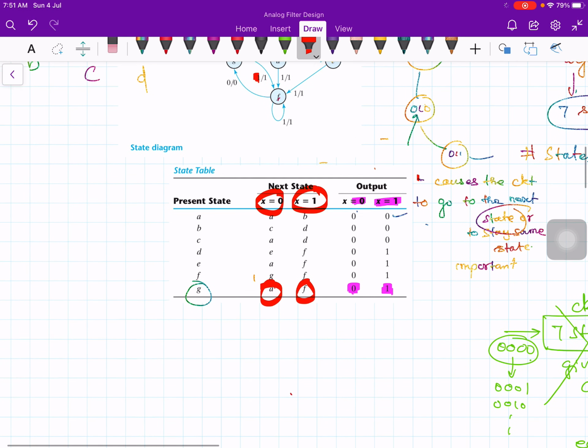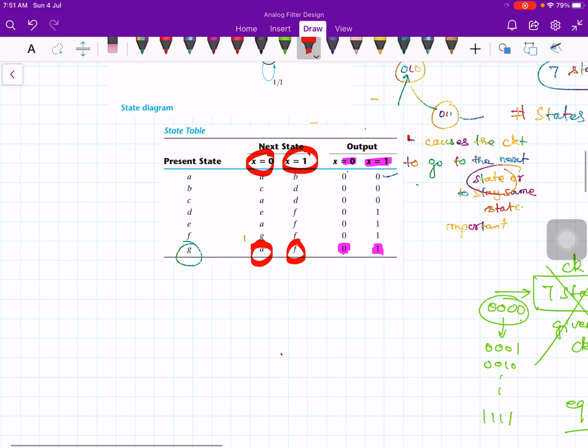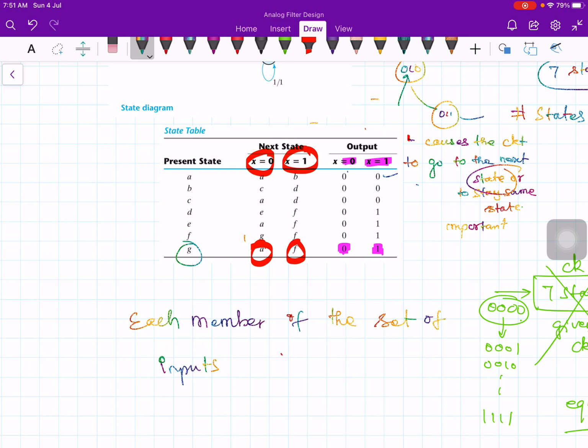So from the state table, it is very easy to apply the algorithm. That's why we constructed the state table. The algorithm is explained without proof. As I said, two states are said to be equivalent if, for each member of the set of inputs, they give exactly the same output.